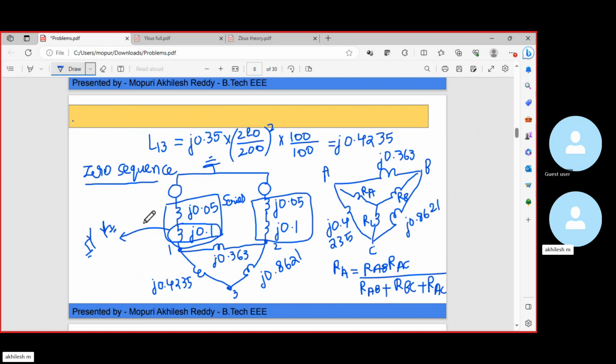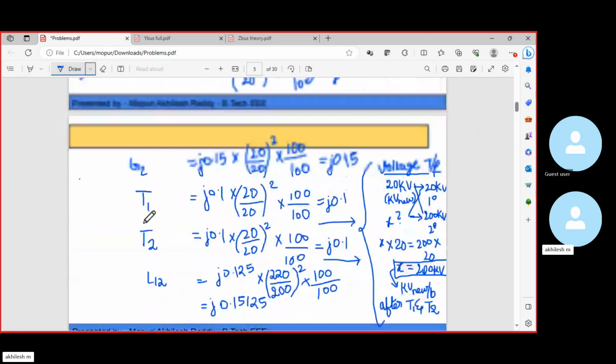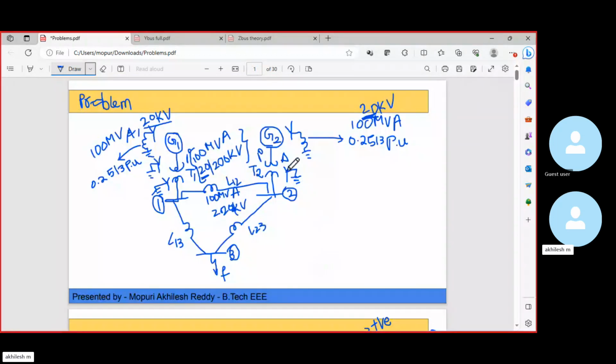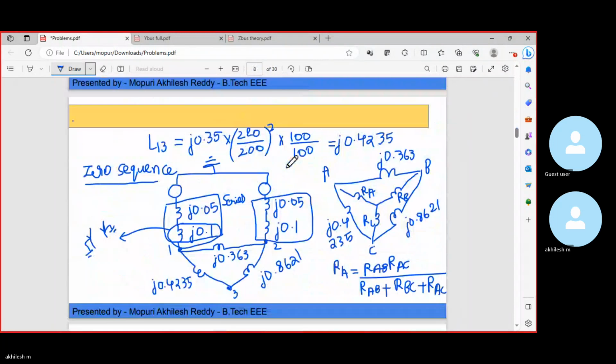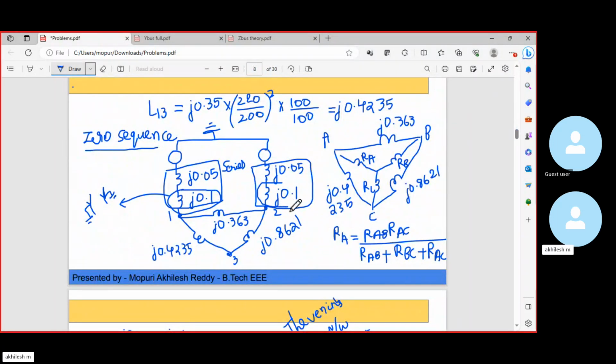And what about the transformer T2? Transformer T2. It is star with neutral grounded and delta. Coming to this one, this J0.1. This is a star with neutral grounded. This is connected like star with neutral grounded. Star with neutral grounded is the secondary actually, and delta is the primary. This is the connection diagram. So this is the secondary, this is the primary. Here both are same, so no need to worry.